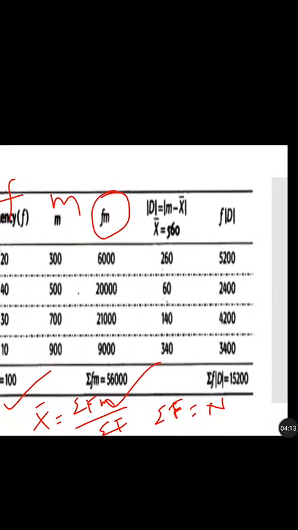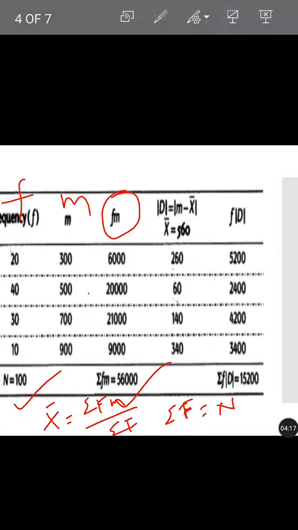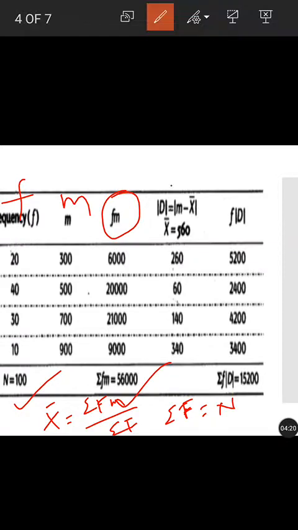Then we have to calculate the d bar. After calculating mean, what should we do? The next step is we have to calculate d bar. So what is d bar? D bar is equal to the x value, that is midpoint value, because in x we have class interval.